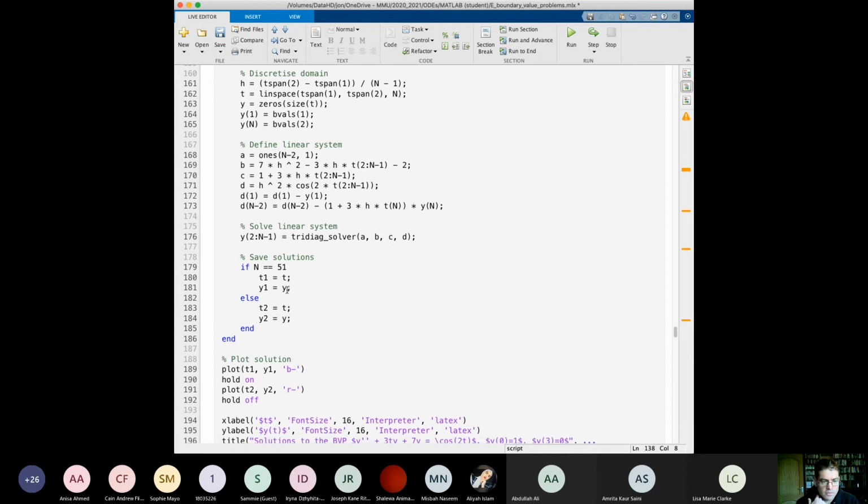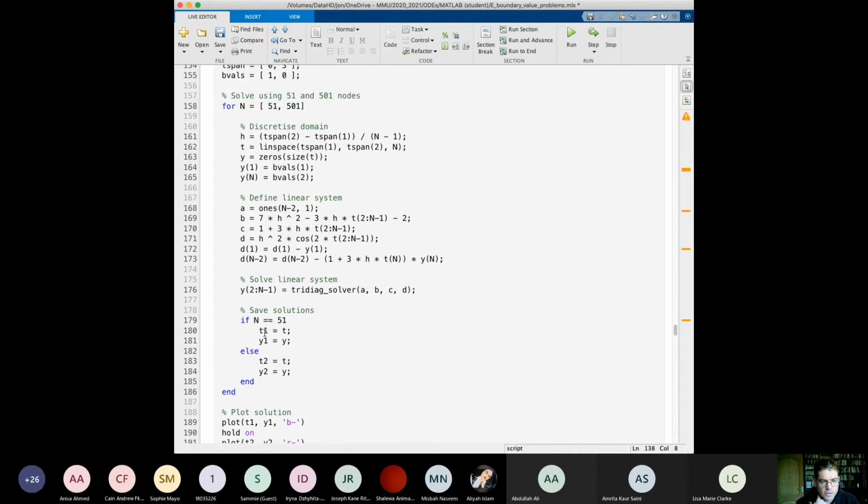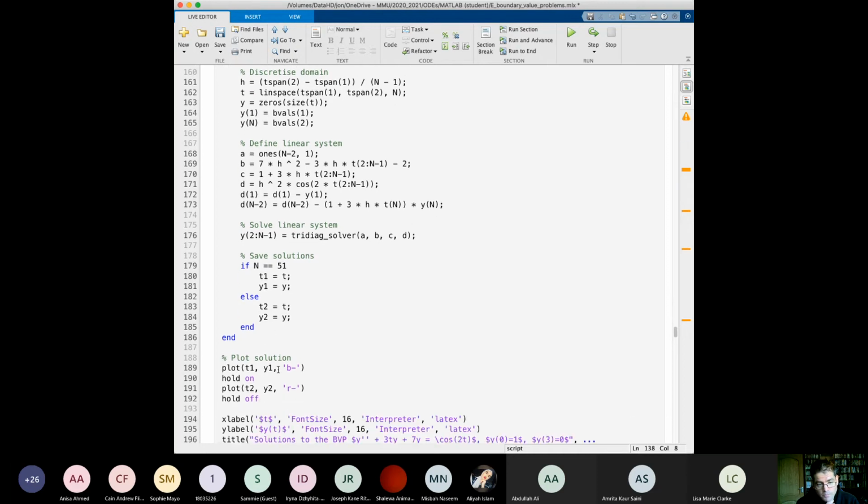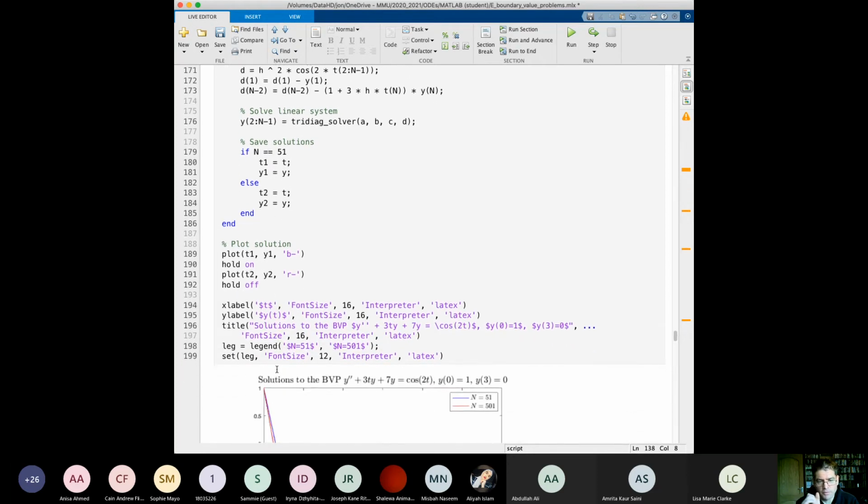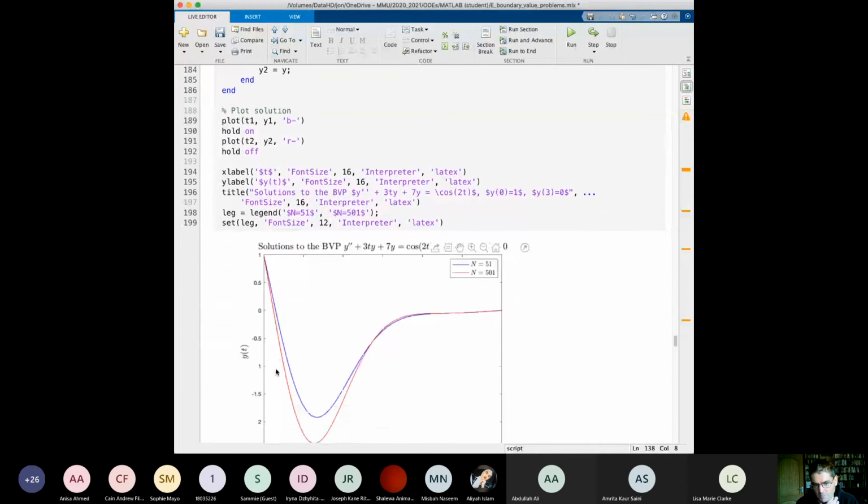I've saved the solutions. T1 and Y1 are the solution using 51 nodes, and T2 and Y2 are the solution using 501 nodes. I've plotted them. I'll leave you to have a look at this code another time.